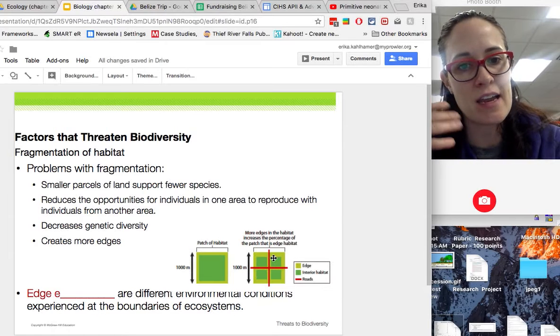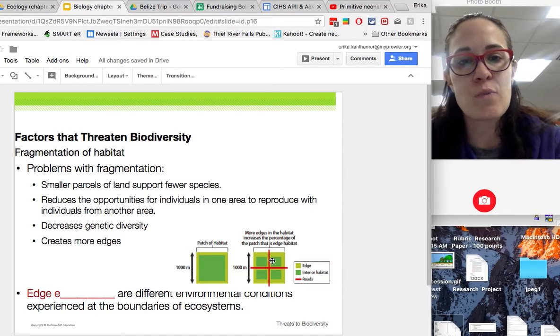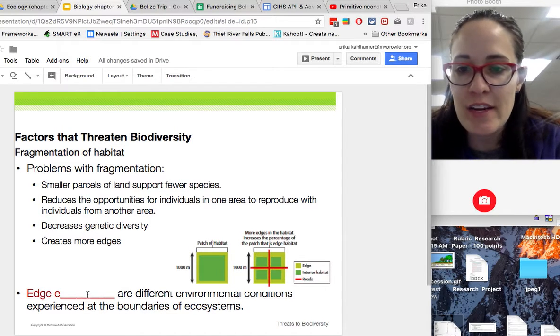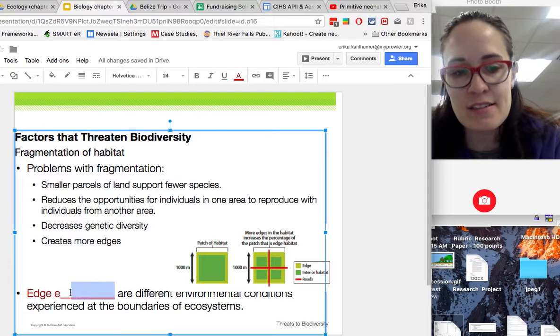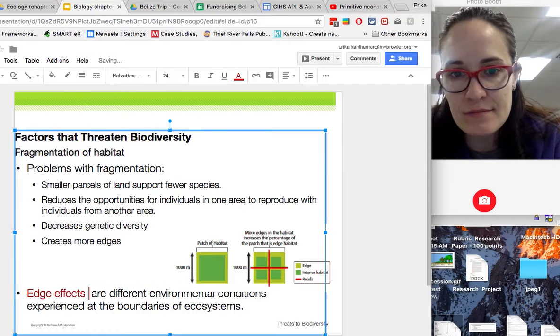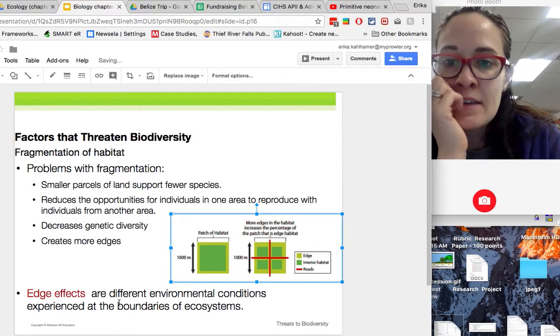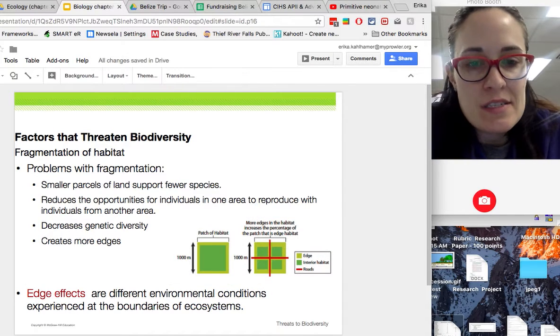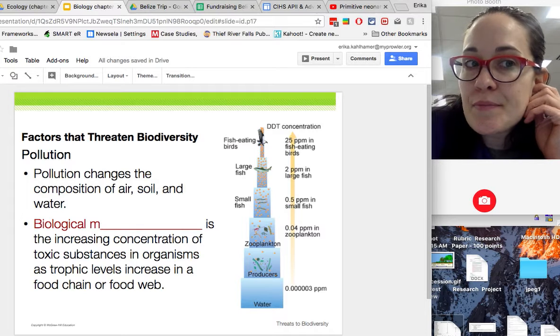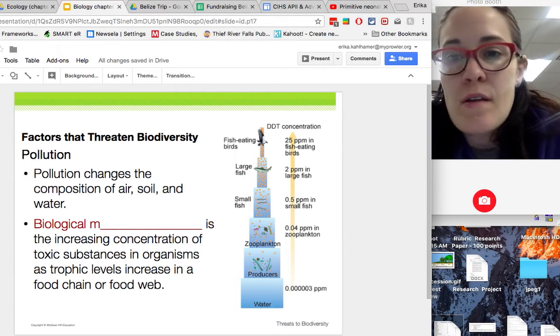their traits if they can't get across, and it creates more edges. See the light green area? This is called the edge effects that happen at boundaries of ecosystems. So different effects that you might not see without all those edges.